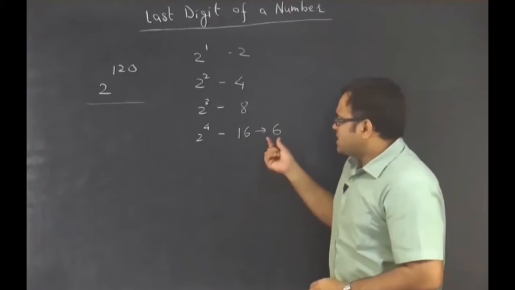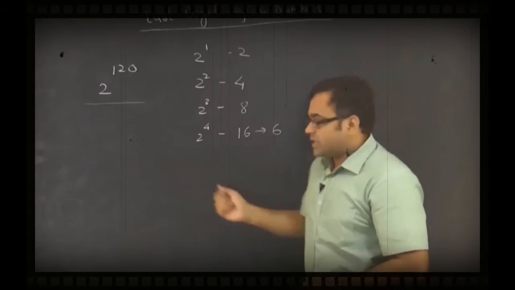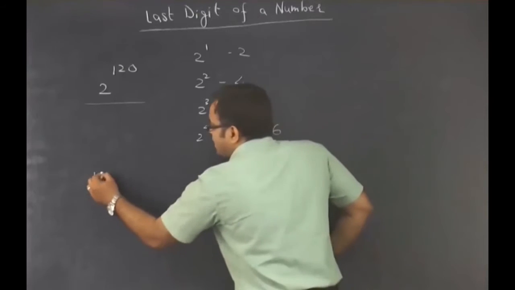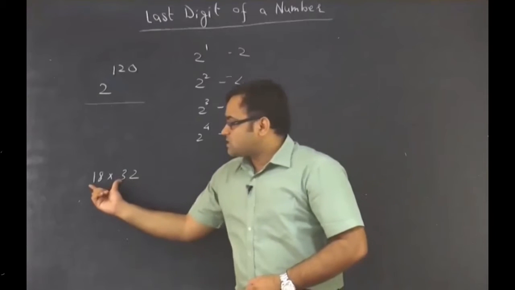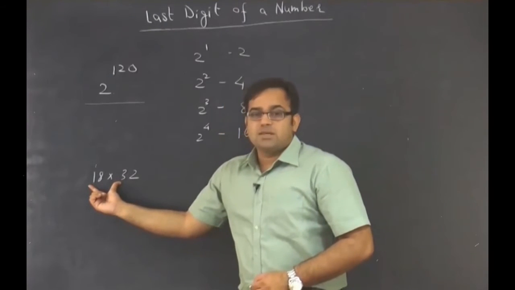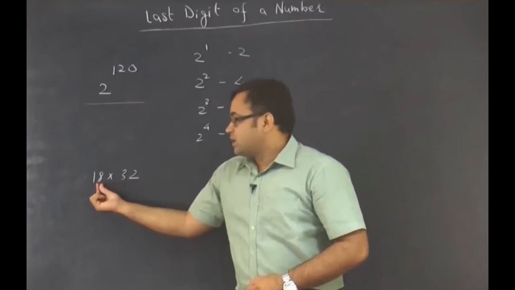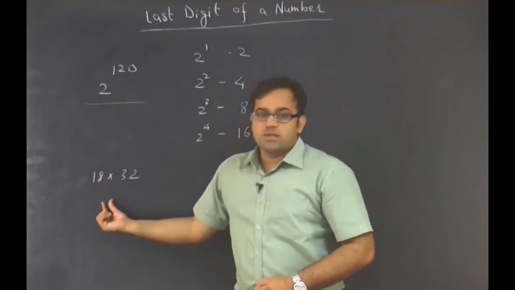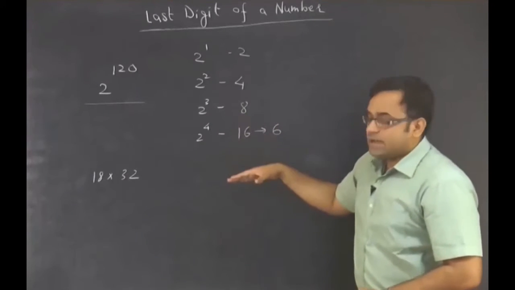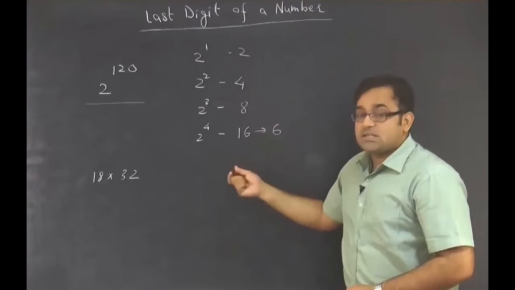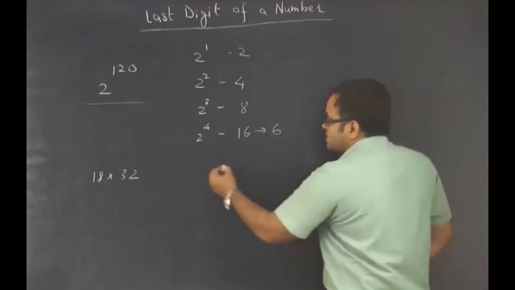Now, as far as the last digit is concerned, the last digit would depend only on the last digit. So let us say if I have to multiply 18 by 32, I do not need to worry about whatever is coming at the tens place in either of the numbers. For the last digit, I am interested only in the last one digit. So 8 into 2, 16, 6 will be the last digit of this number. Same idea would apply here also. For calculating the higher powers, as far as the last digit is concerned, I can focus only on the last one digit. So here I get the last digit as 6.